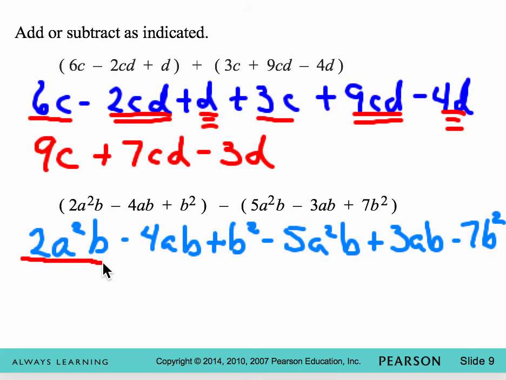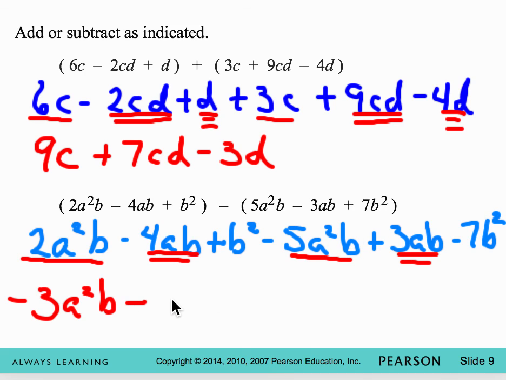Okay, I need an a squared b. That's an a, b, a b. There's an a squared b. 2 minus 5 minus 3 a squared b. Okay, now I need an ab. No, here's an ab. Minus 4 plus 3, so minus 1. And now a b squared and a b squared. B squared minus 7b squared minus 6b squared, and at a glance I can tell I've accounted for each term.